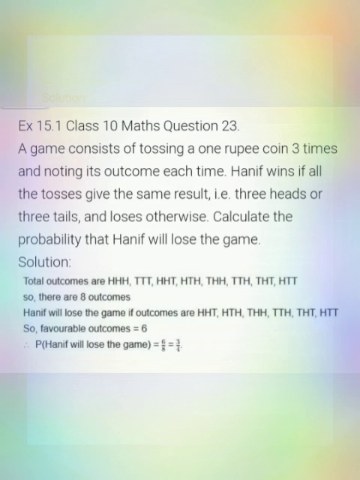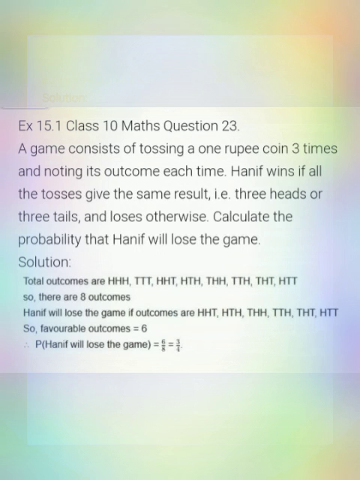If Hanif has to win the game, HHH, all the same thing, either all 3 tails or all 3 heads. So there are 2 favorable outcomes only. If Hanif has to win the game, the probability is favorable outcomes divided by total outcomes, which is 2 by 8. If you simplify 2 by 8, you will get 1 by 4.